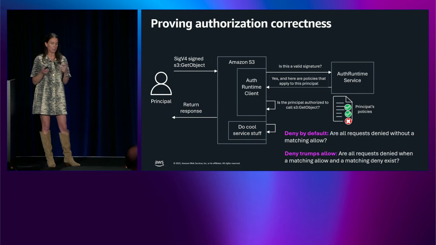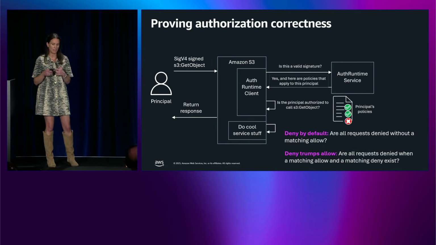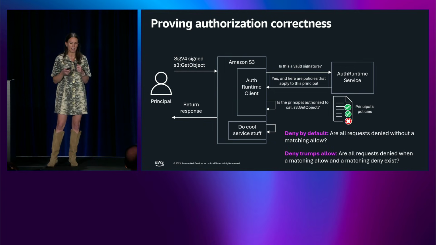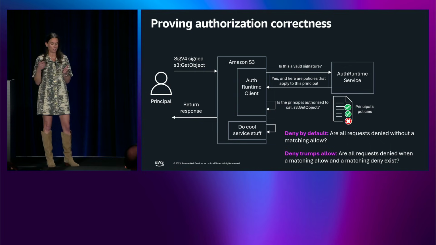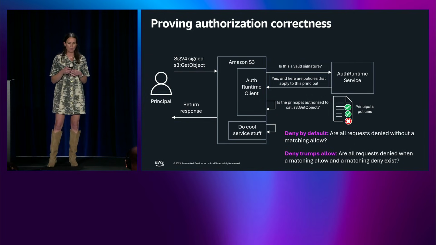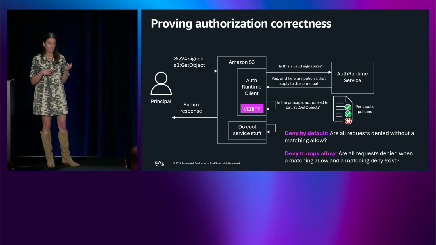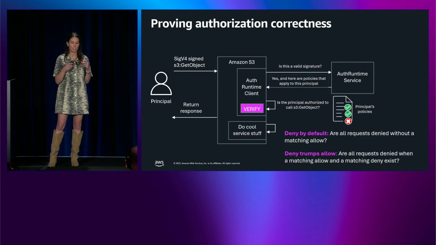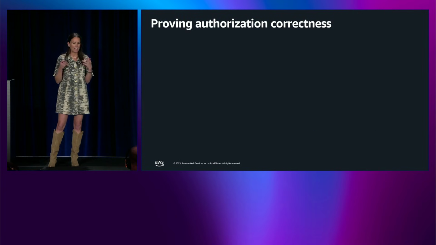Another example of one of these core properties is deny trumps allow. So are all requests denied when a matching allow and a matching deny exist? This is powerful because when you use a deny, you know access is denied. It's not dependent on some allow statement that came earlier or some allow statement that will come later. It will always be denied. So we use algorithms to construct and audit proofs of core security properties like these in the IAM engine to verify correctness. So how did we do this?